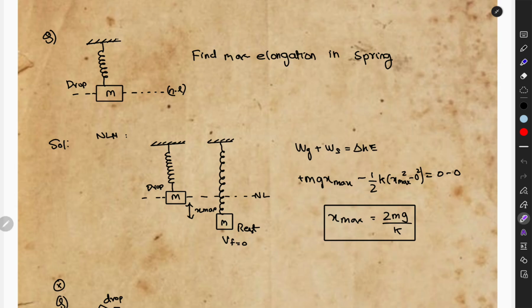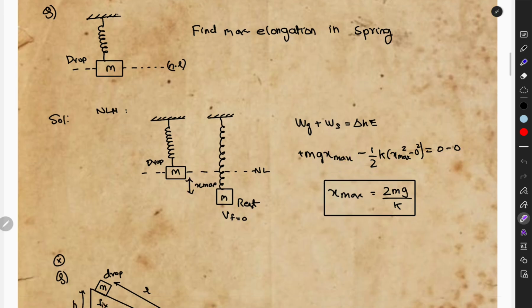So yeah, work done by gravity plus work done by spring force will definitely be equal to change in kinetic energy. Of course you can put x max in this case, because at x max vf will be equal to 0, so 0 minus 0, and apply the formula of work done by the spring and you can get the x max value.